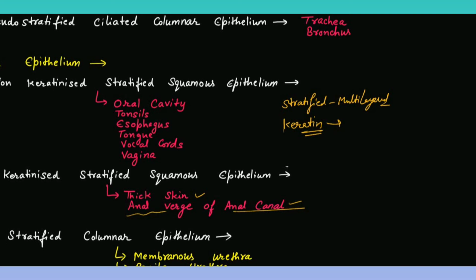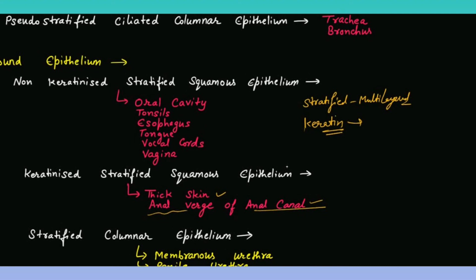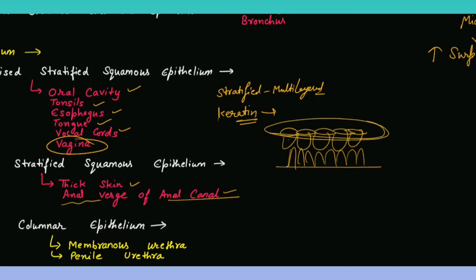So that is seen in the keratinized stratified squamous epithelium. Remember that the GIT, like the oral cavity, esophagus, tonsils, tongue, vocal cords and vagina, all have non-keratinized stratified squamous epithelium. Why are they there? Because it is multi-layered. Multi-layered it can be any, but the outer layer will be the flat cell or the squamous layer cell. Multi-layered it can be in forms like cuboidal, columnar, in any form below, but the outer or upper layer will be the squamous layer. Got it?